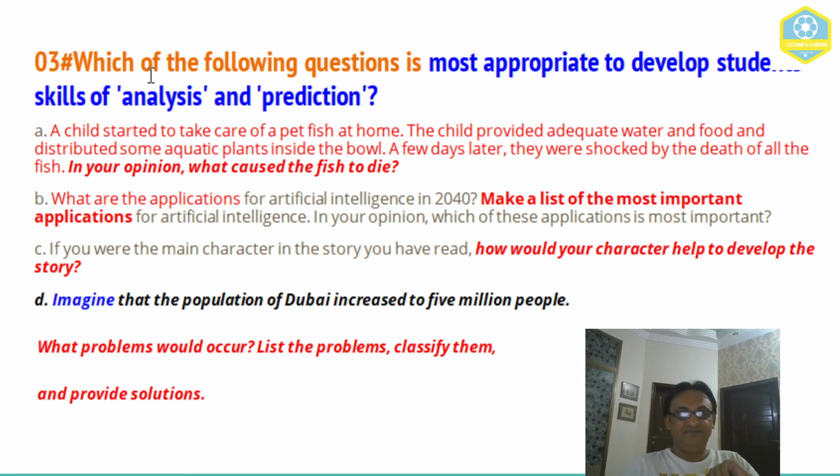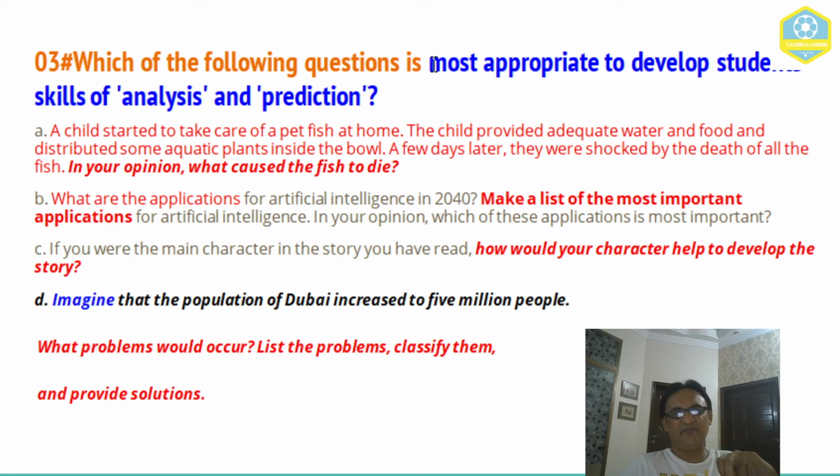Third and last one: which of the following questions is most appropriate? Now we are finding what is most appropriate to develop student skills, analysis and production. Most appropriate about two things, analysis and production. A child started to take care of a pet fish at home. The child provided adequate water and food and put some adequate plants inside the bowl. A few days later, they were shocked by the death of all the fish. In your opinion, what caused the fish to die?